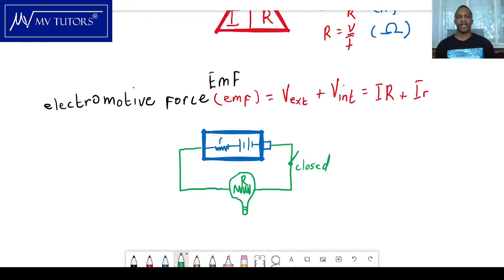But usually when they ask you to solve the EMF, they want you to include the closed one. But just in case they ask you for an open one, then your EMF is just going to equal I small r, like over there. That means there's no external resistance. So this is the formula for when it is closed. But if it's open, then EMF equals IR. That's all I'm going to say about that.